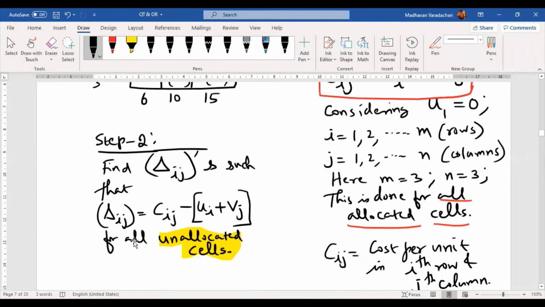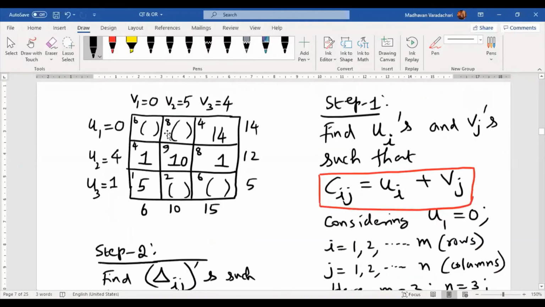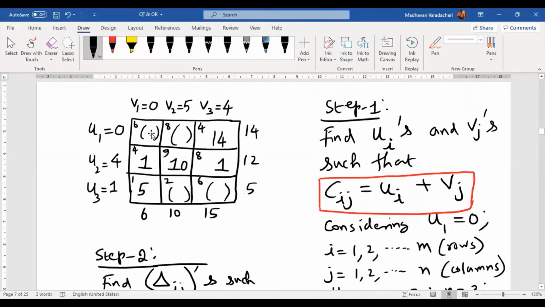Now, what is the formula given? Delta Ij is equal to Cij minus of the bracket. Minus of means I should first calculate what is within the brackets, and only then subtract it from the corresponding cost. First add the U and V, then subtract the result from the cost. Let me go up to the first cell. Add U and V, 0 and 0.